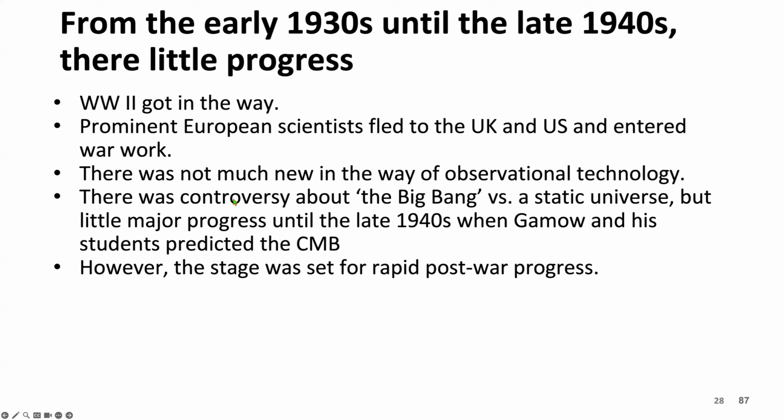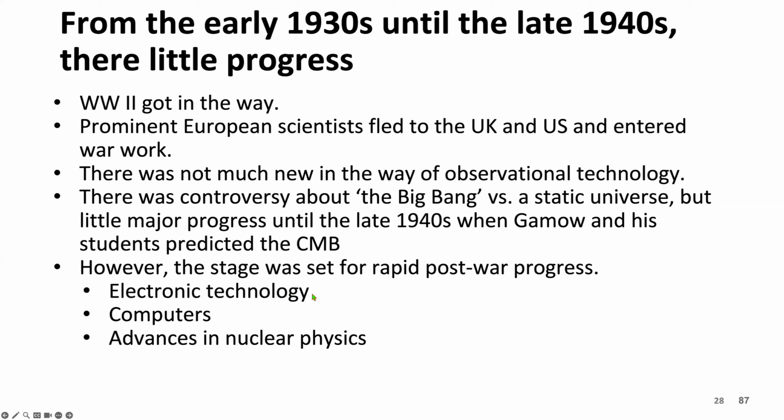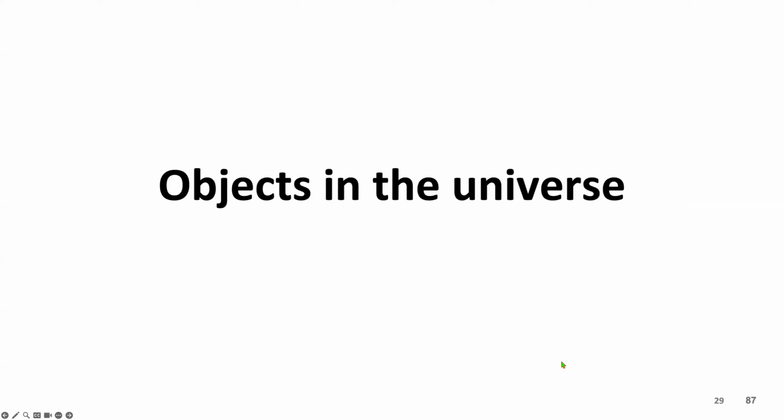But all this that happened in the 30s and the 40s set the stage for the rapid progress that happened subsequently. Electronic technology, computers, understanding nuclear physics allowed us to look at the beginnings of the universe and see if nuclear theory could explain what we now observe. And out of this evolution of technology associated to a large degree with World War II, we got rockets and satellites and space telescopes.